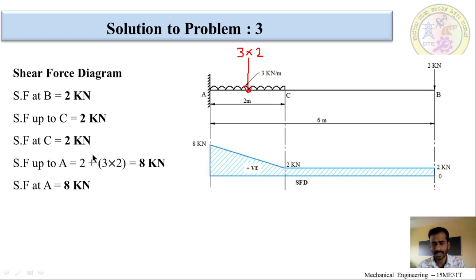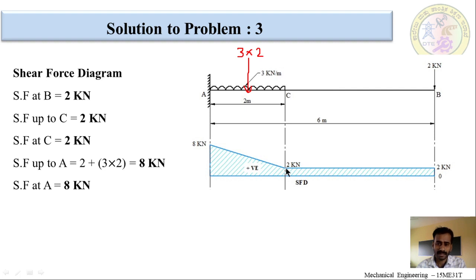So, at shear force at B, we have to draw a reference line 0, and at B the value is 2 kilonewton. So, you have to draw a vertical line by marking 2 units on the vertical line. So, draw a vertical line of 2 kilonewton. Then from B to C it is constant. So, it is a horizontal line parallel to the reference line. So, it is a straight line that is parallel to the horizontal line, which is 2 kilonewton up to C.